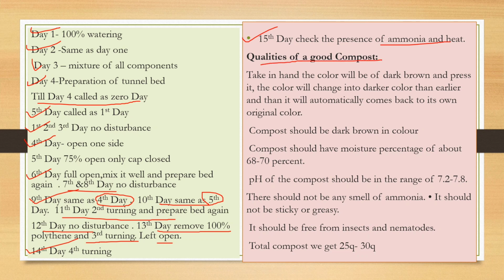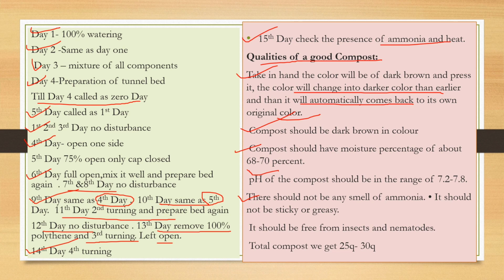So take it in hand, the color will be dark brown, and press it. The color will change into a darker color than earlier, and then it will automatically come back to its original color. The compost should be dark brown in color with profuse fire fangs. The compost should have moisture of about 68 to 70%. The pH of the compost should range from 7.2 to 7.8.